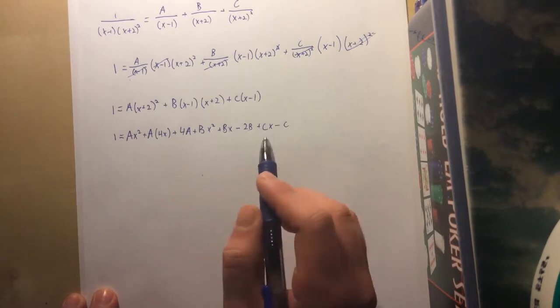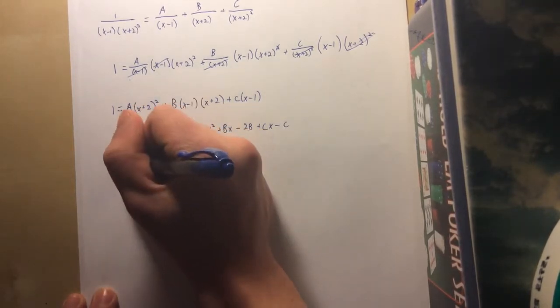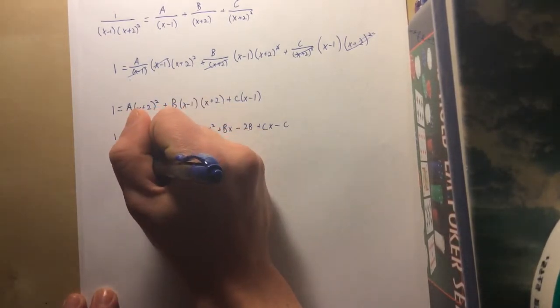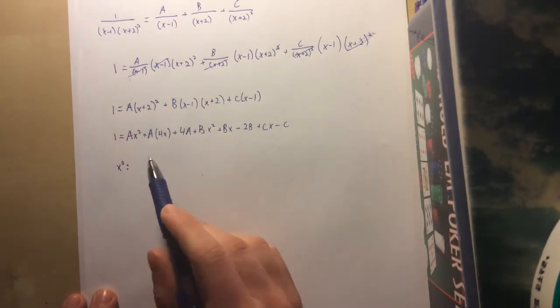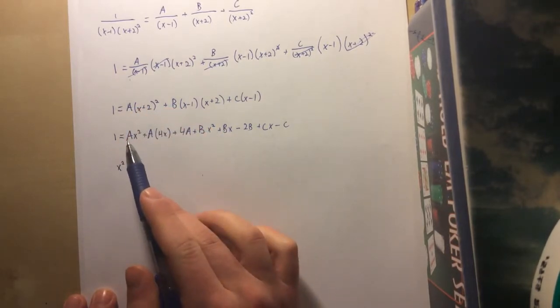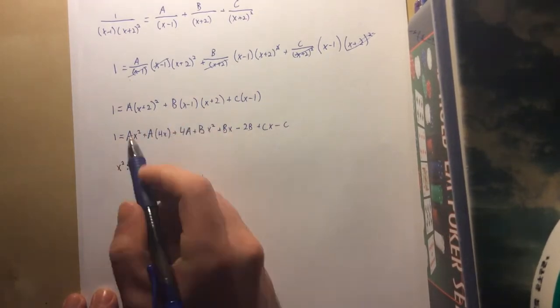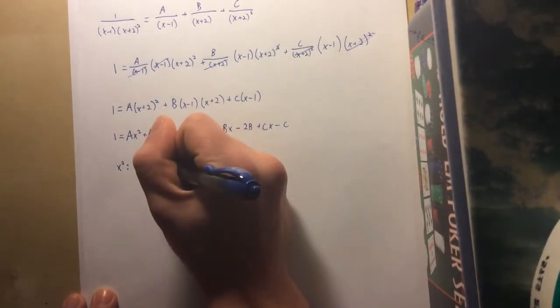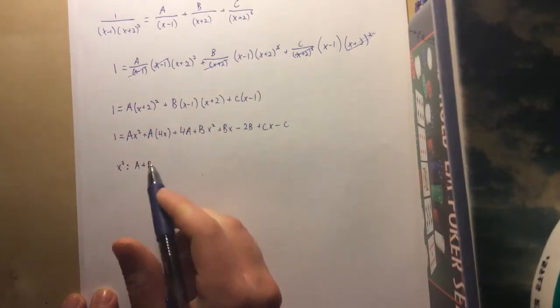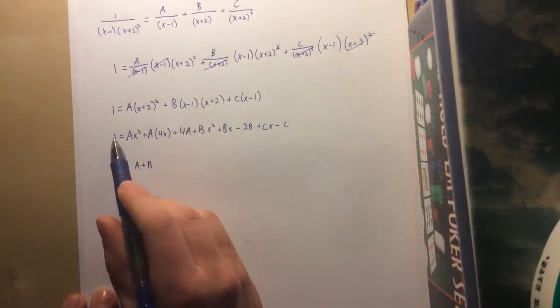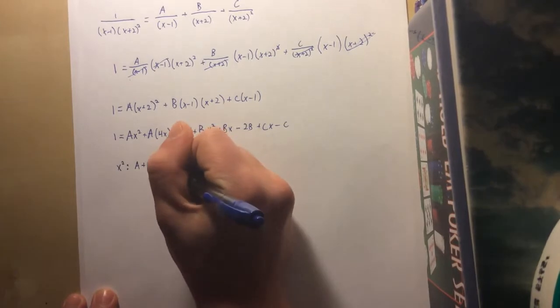So let's first look at the highest power that we have, which is the x squared. So what are the terms that have an x squared in them? Well, we have just this a and b. And we have a positive a and a positive b. So what that means is that a plus b is going to have to equal the x squareds on the left side, which is just 0.